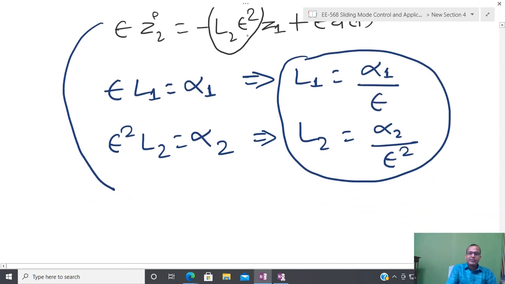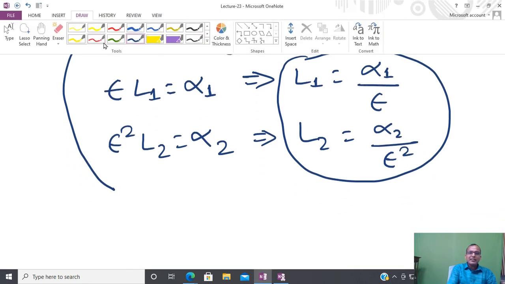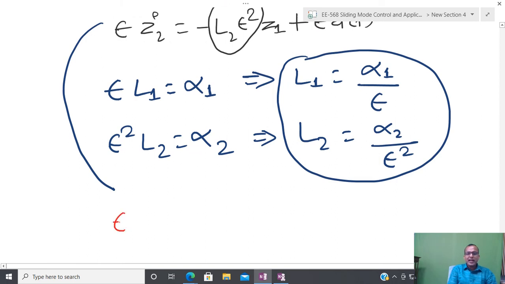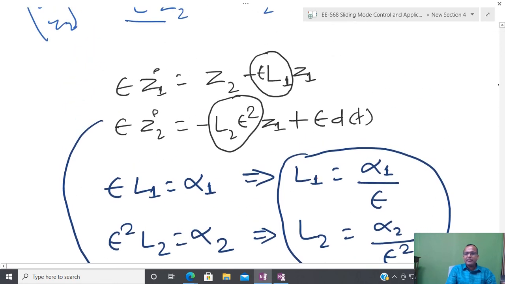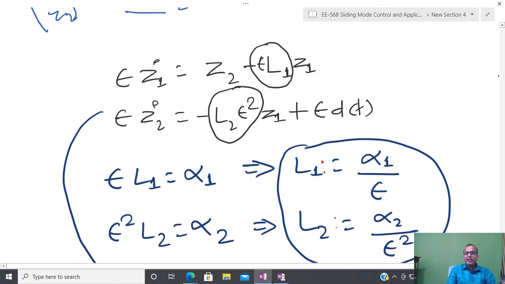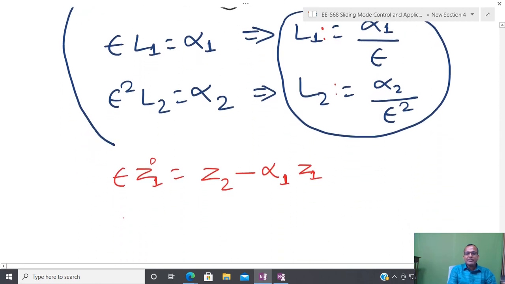So now try to see the dynamics. By doing proper selection of this, I have epsilon Z1 dot, and after that Z2. Now I have alpha 1 into Z1. From here I have substituted this particular selected value of gain here and here. So after that, now I have Z2 minus alpha 1, and after that here I have epsilon Z2 dot and again alpha 2 with negative sign into Z1 plus epsilon dt.